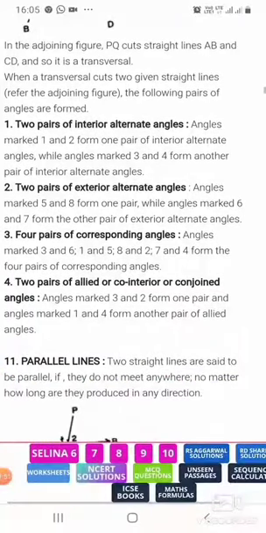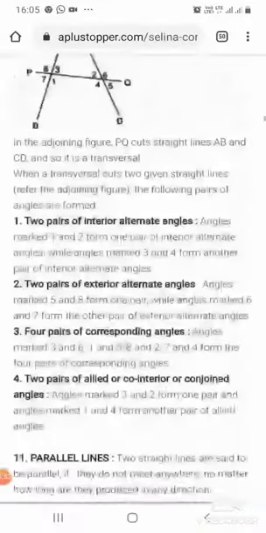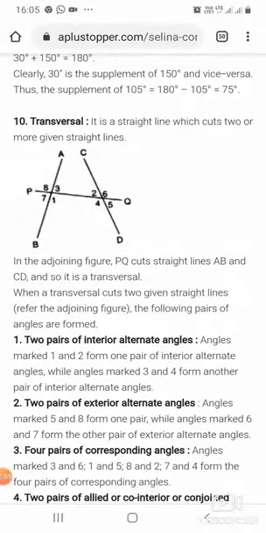Okay, now let us move to the next concept called parallel lines. I hope you understood this transversal. Generally we have to understand interior alternate, exterior alternate, and corresponding angles.